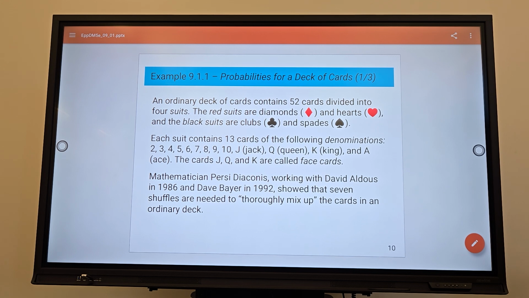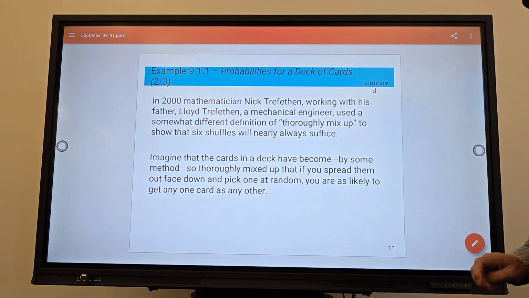Mathematician Persi Diaconis, who worked with David Aldous in 1986 and Dave Bayer in 1992, showed that 7 shuffles are needed to thoroughly mix up the cards in an ordinary deck. In 2000, mathematicians used a somewhat different definition of thoroughly mixed up to show that 6 shuffles will nearly always suffice.